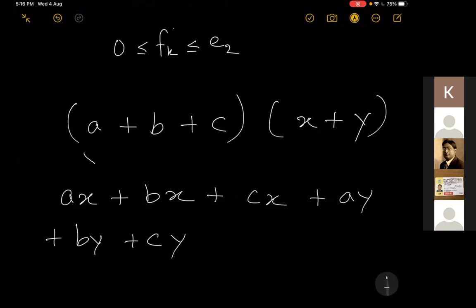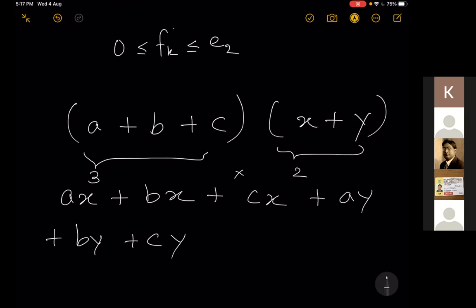How many terms are there in this expression? 3. How many in this? 2. What is 3 into 2? So 6. Magic. It is not magic, sir. Can you justify why this happened? And this will happen for any such expression, it is not a coincidence.